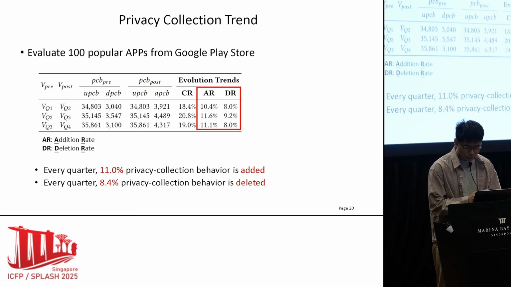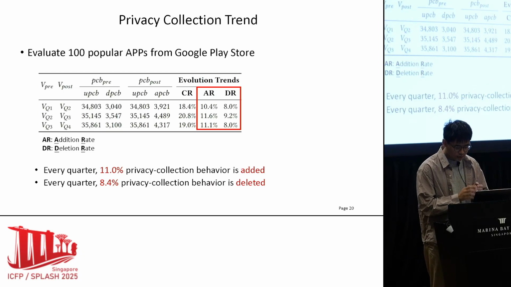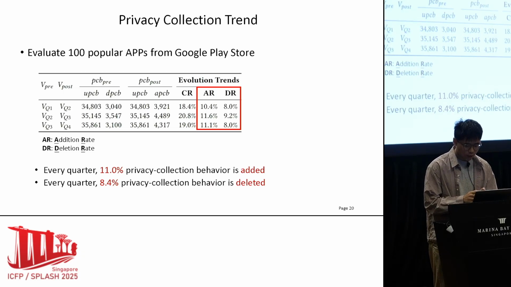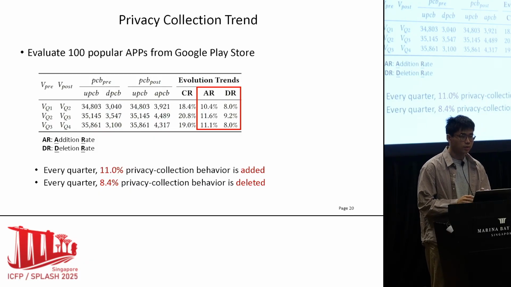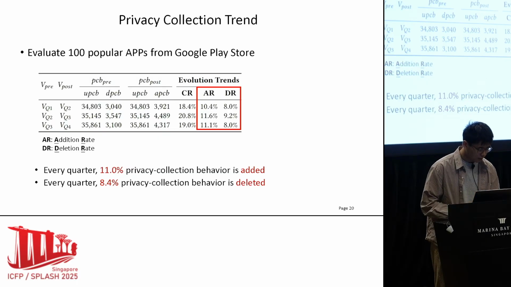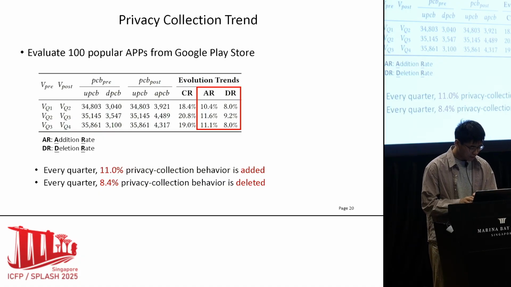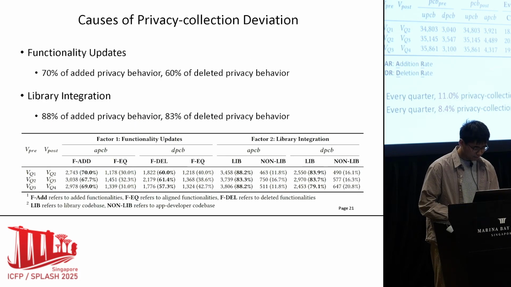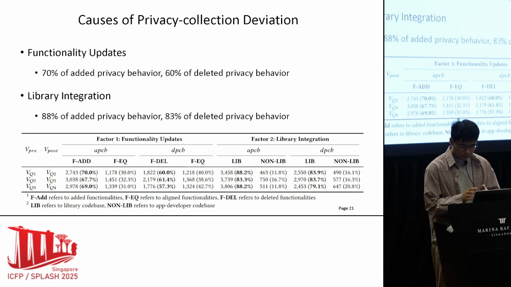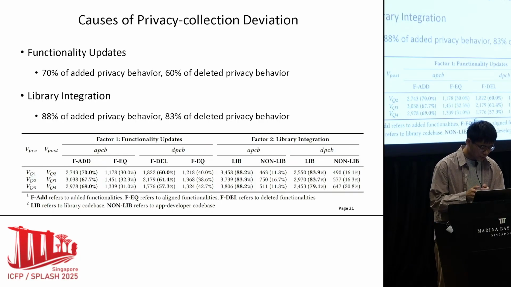To prove its real-world utility, we use it to evaluate the evolution of privacy collection behaviors. Specifically, we evaluate 100 applications gathered from the Google Play Store, and the conclusion shows that many privacy collection behaviors are added and many are deleted every quarter of the year. And we further investigate the causes of the privacy collection behavior, and we found that 70% are due to the functionality updates and some are due to the library integration.